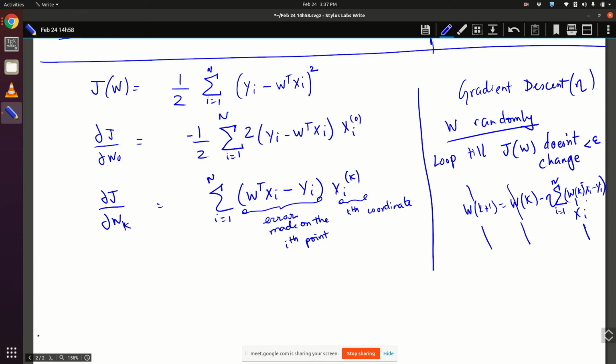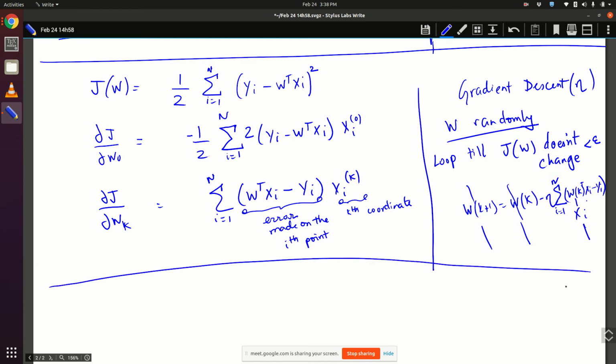Also, sir, do we loop till J of W doesn't change, or W doesn't change? Both will be the same, right? Yes, that is true. W not changing also translates to J of W not changing, but J of W is something more directly well understood. W is like some price, so when you look at how much error your algorithm is making in terms of price squared, that may make more sense. But you can use either.